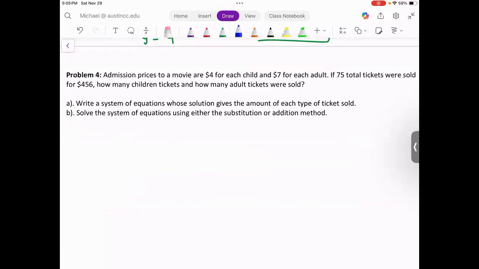Admission prices to a movie are $4 for each child and $7 for each adult. If 75 total tickets were sold for $456, how many children tickets and how many adult tickets were sold? So, first, let's define some variables. Let x equal the number of children's tickets, and let y equal the number of adult tickets.